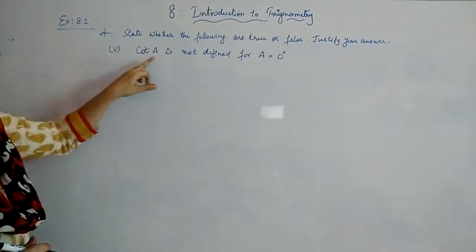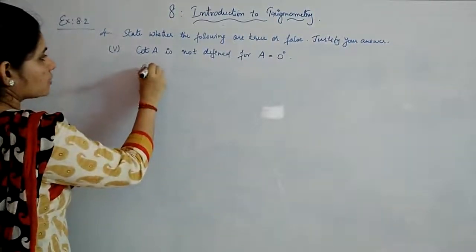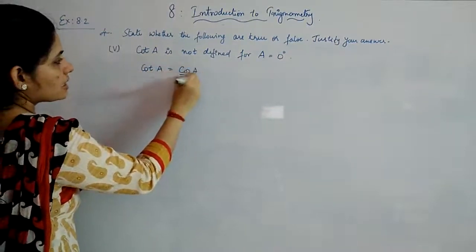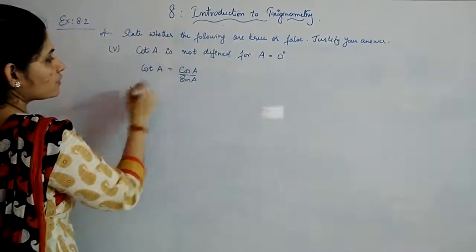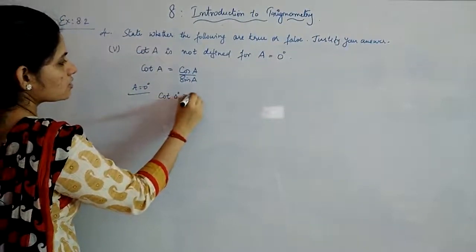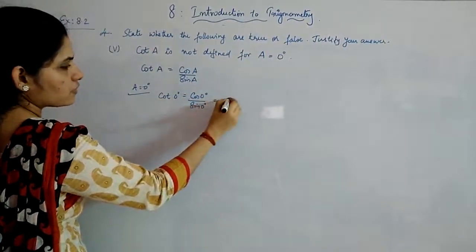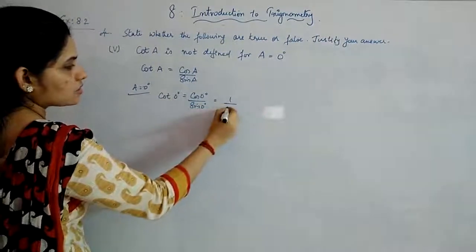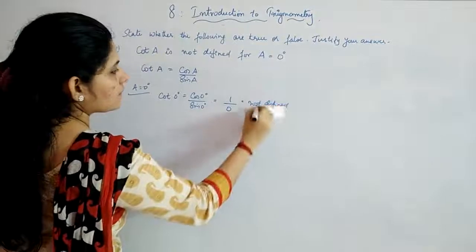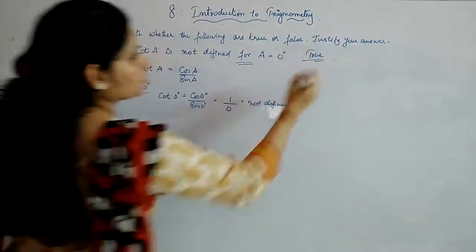Fifth subdivision is cot A is not defined for A equal to 0 degree. So first we will find out what is cot A. Cot A can be written as cos A by sin A, and here you have to find out for A equal to 0 degrees. That means cot 0 degree is equal to cos 0 degree by sin 0 degree. What is the value of cos 0? 1, and sin 0? 0. 1 by 0 is not defined or infinity. So you can say that this statement is true.